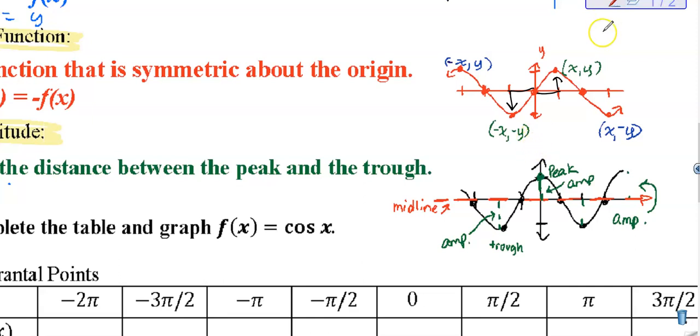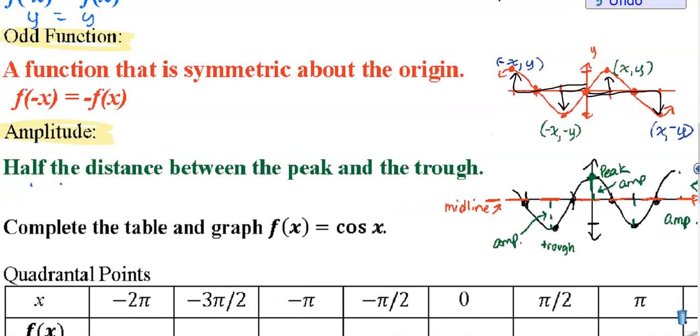Do you understand that? So when a function is symmetric about the origin, whatever points you graph in quadrant 1, you reflect to quadrant 3. And whatever points you graph in quadrant 2, you reflect in quadrant 4. I like to say that odd symmetry is rotational symmetry. If I were to take this picture and rotate it 180 degrees, all of these points would be over here upside down. They would. Okay, so that's odd symmetry. Also, the sine function is odd.